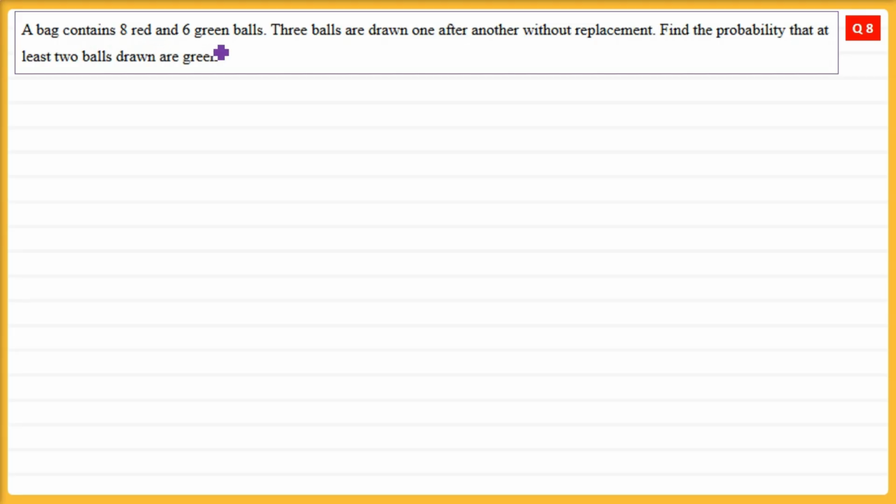A bag contains 8 red and 6 green balls. 3 balls are drawn one after another without replacement. There is no replacement. Find the probability that at least 2 balls drawn are green. Now this is a tricky question. Most of us will think that the 3 balls are coming, at least 2 balls drawn are green. That means what? I'll give you a hint.